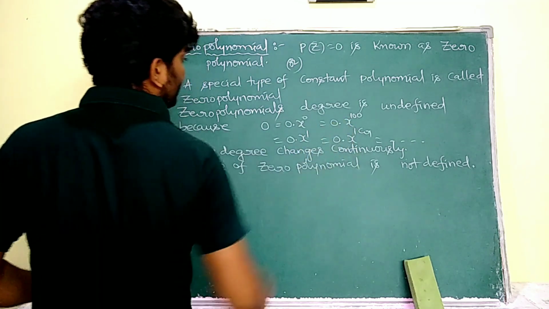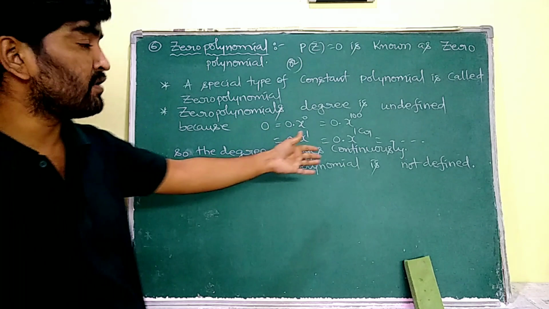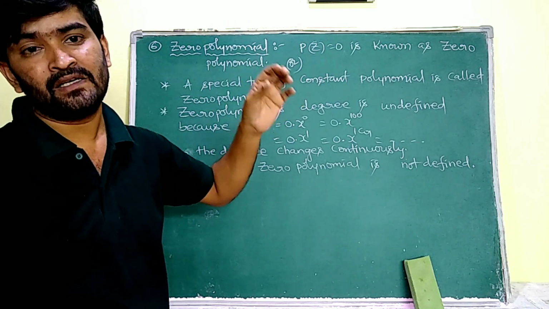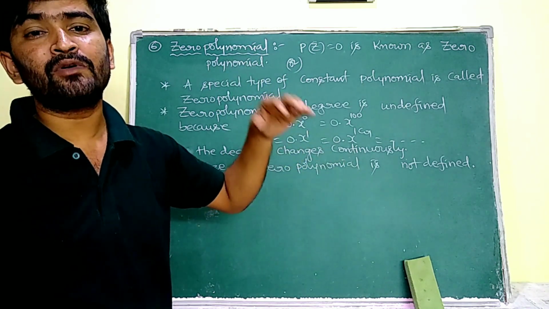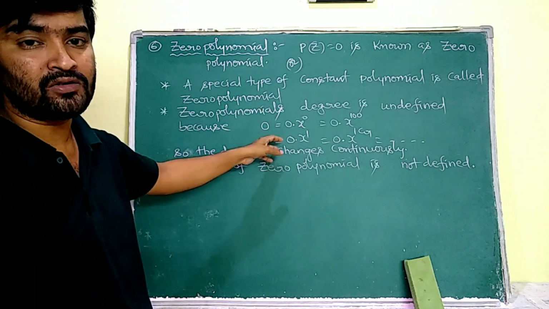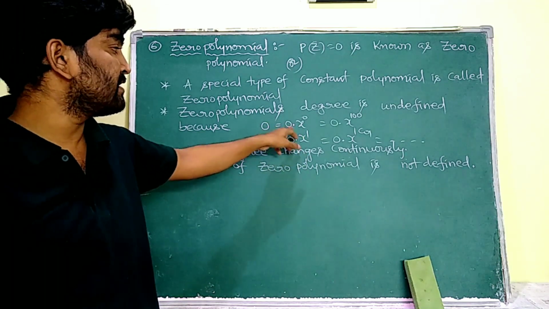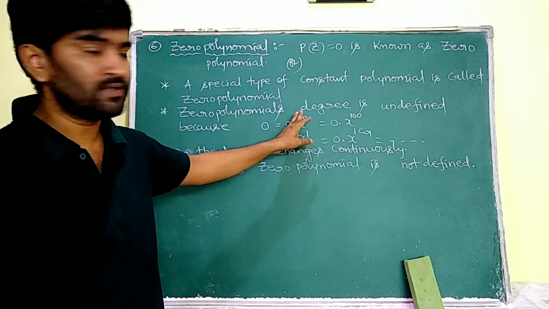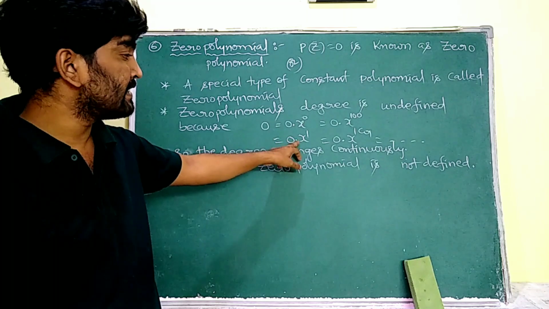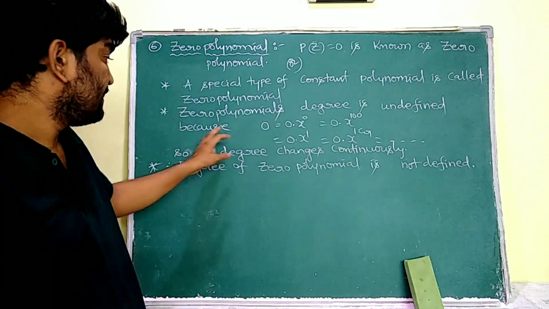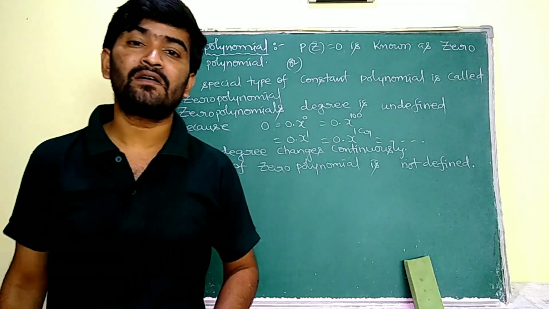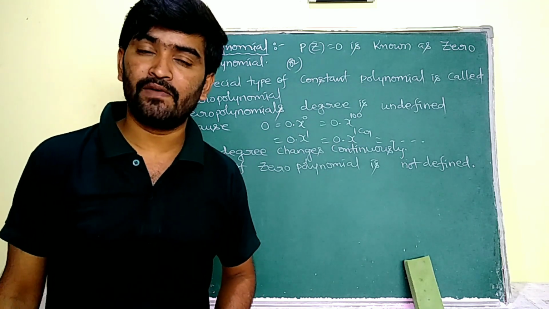The 0 polynomial's degree is undefined because 0 can be expressed as 0 into x power of 0, or 0 into x power of 100, or 0 into x power of 1, or 0 into x power of 1 crore, or 0 into x power of 2. That means besides that 0, you may write any variable raised to any positive integral power. So the degree of 0 changes continuously. If I express 0 as 0 into x power of 0, its degree is 0. If I express 0 as 0 into x power of 100, its degree is 100. Here its degree is 1. Here its degree is 1 crore. The degree of this 0 changes continuously. That is why the degree of the 0 polynomial is not defined. We have to remember this.